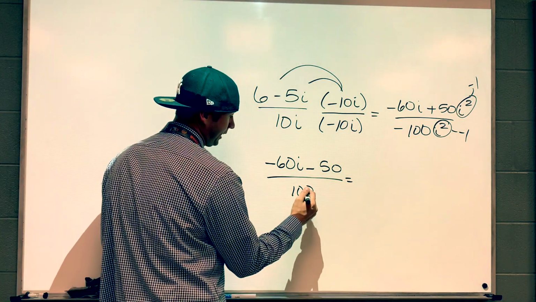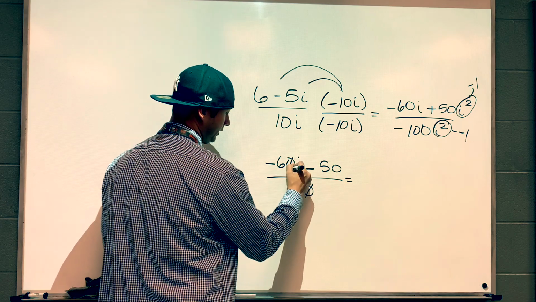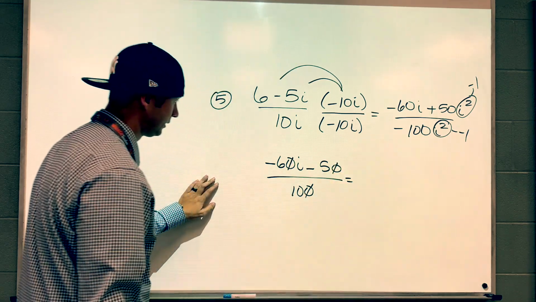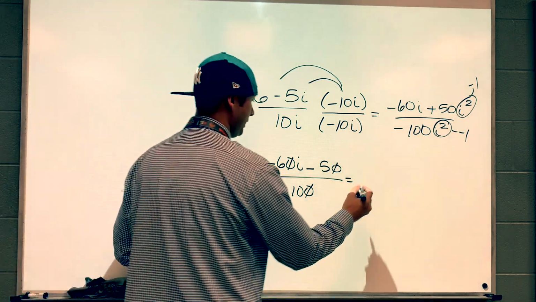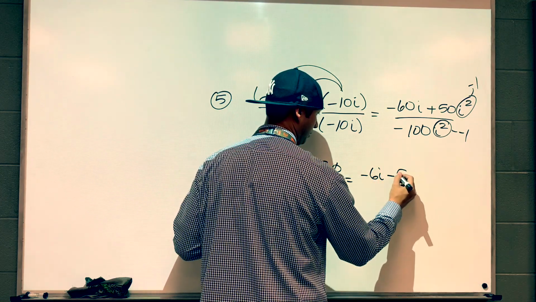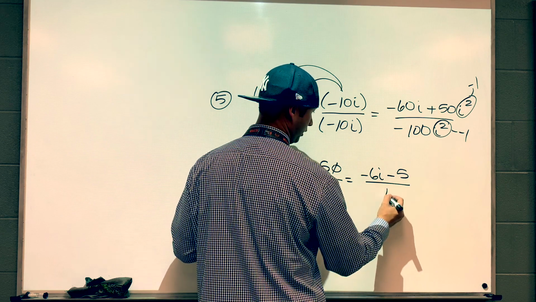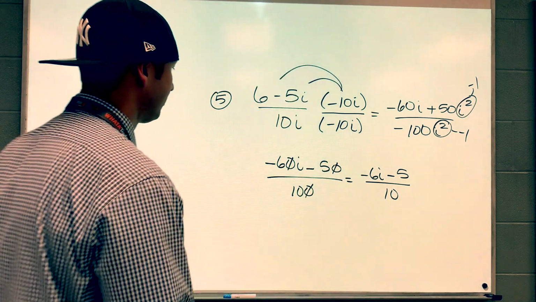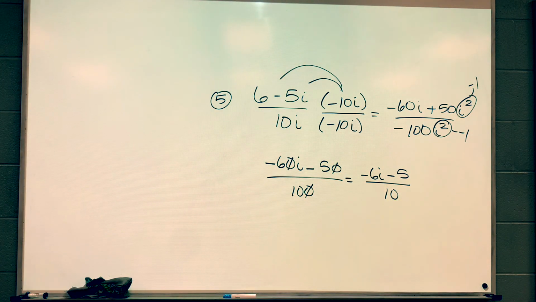So I can take out a 10 from here, here, and here. So this is going to be -6i minus 5 over 10. We can leave it at that. I think we can leave it at that. That's fine for me. Okay.